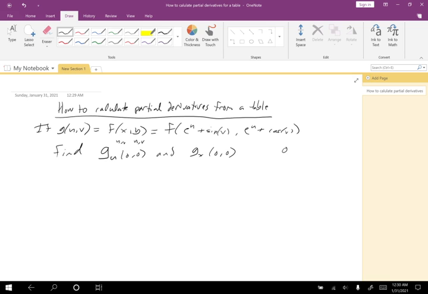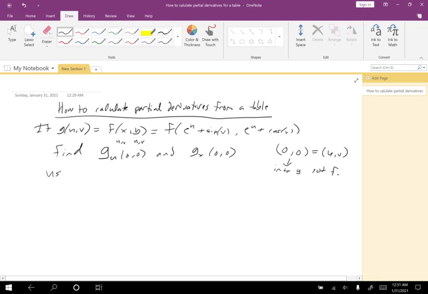So by 0, 0, we mean u, v, not x, y. That's the point, because 0, 0 goes into g, not f. Okay? So I hope that notation is not too confusing.